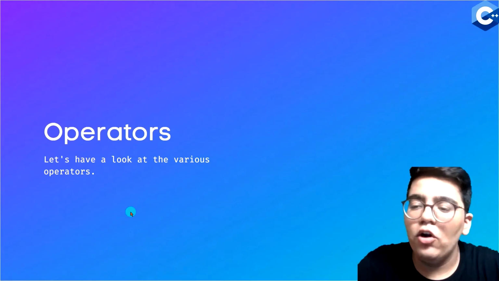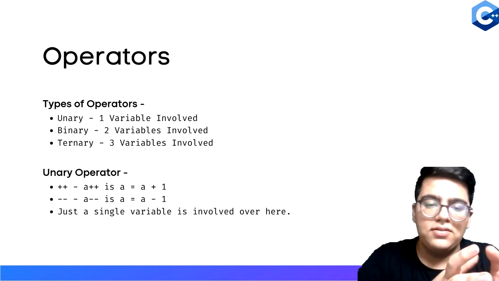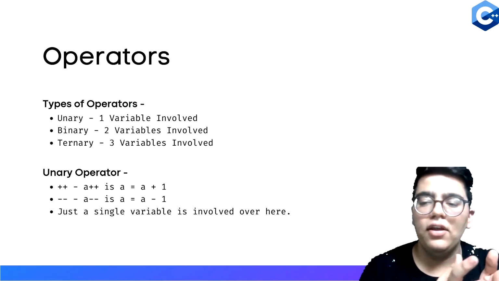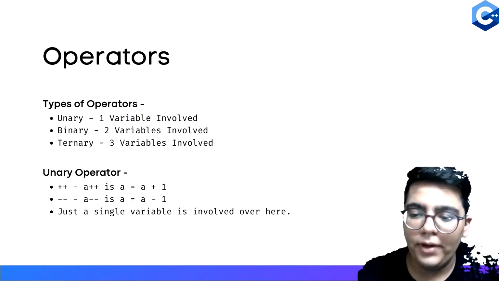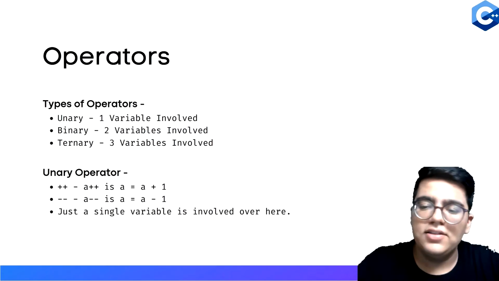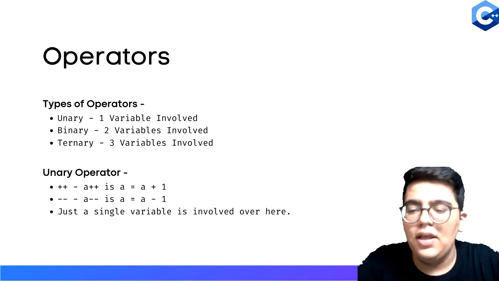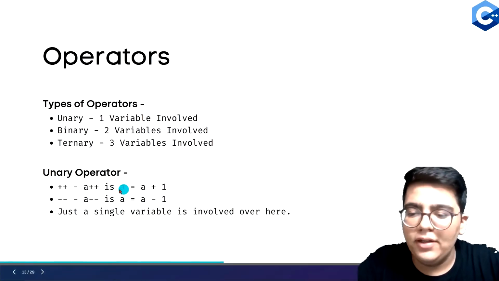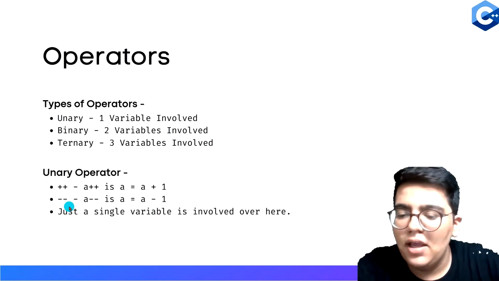So now let's have a look at operators. Operators are what we can call the usage of variables. There are three types of operators: unary, binary, and ternary. Unary operators involve one variable, binary two, and ternary three variables. Now let's have a look at the unary operators. There are two unary operators: plus plus and minus minus.